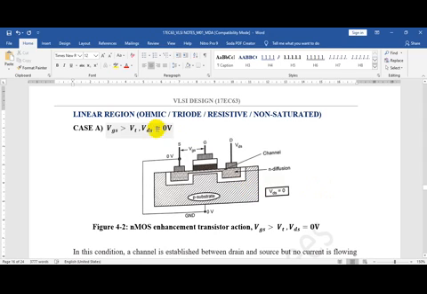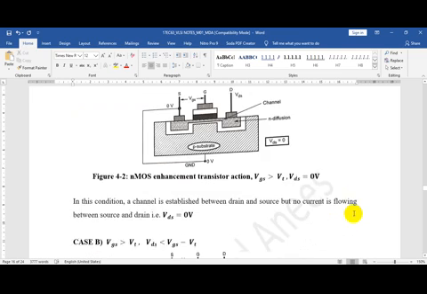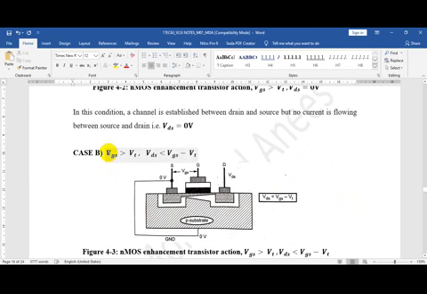Because the drain to source voltage is 0, there is no potential difference, hence no current flows between drain and source. The channel is established but there is no conduction of current, because the potential across source and drain is the same. Case B is when the gate voltage is greater than the threshold voltage, and you are applying a positive voltage between drain and source which is less than the gate voltage minus the threshold voltage.